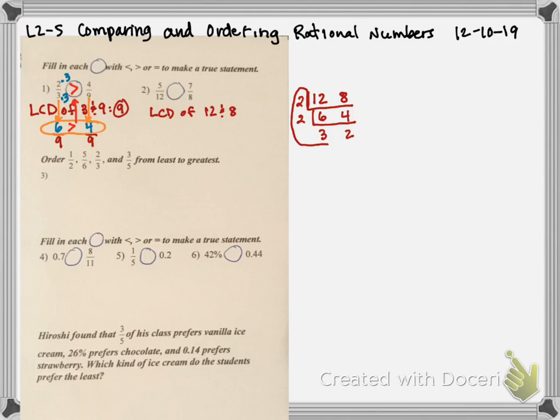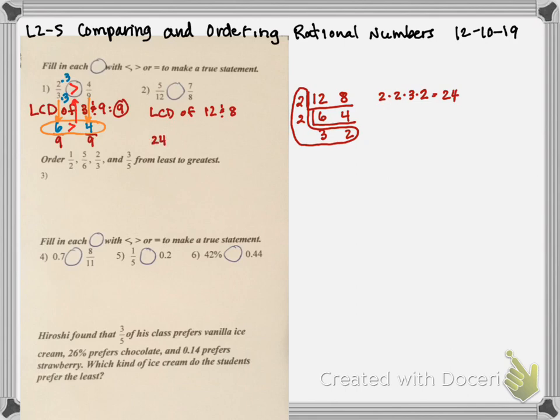So then I circle up all the outside numbers, and I'm going to multiply all of those outside numbers together. So 2 times 2 is 4. 4 times 3 is 12. 12 times 2 is 24. So I've just come up with the common denominator. Now some of you may argue and say, well, I could have done that in my head.